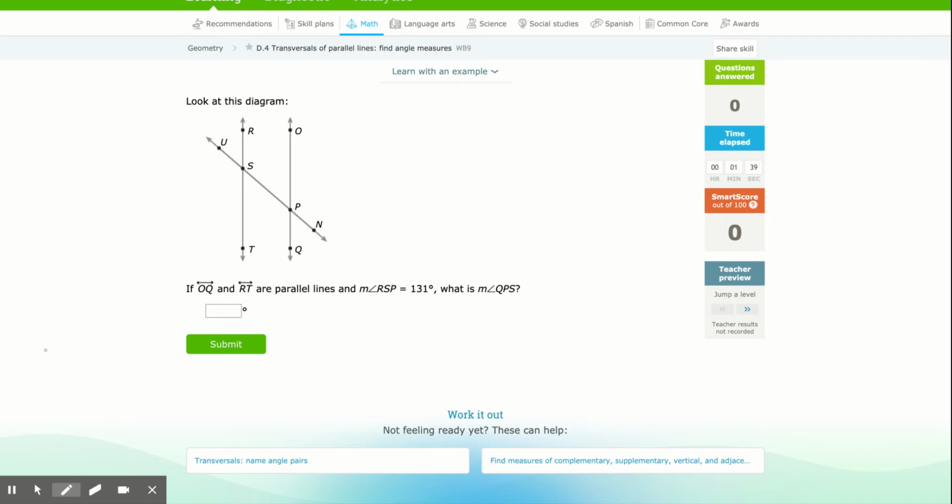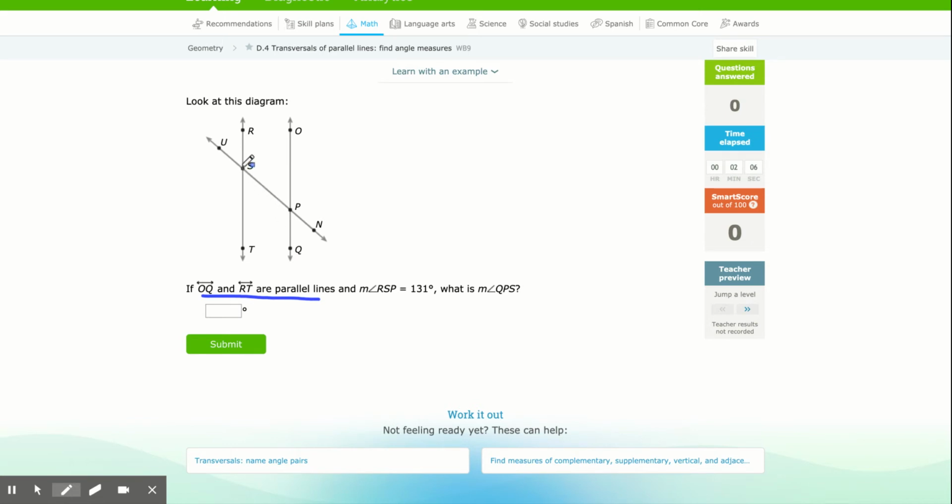Welcome. This lesson is about parallel lines and a transversal that cuts across them. Right here it says that these two vertical lines, OQ and RT, are parallel. Then it has another line, ON, that cuts across them. It's called a transversal.